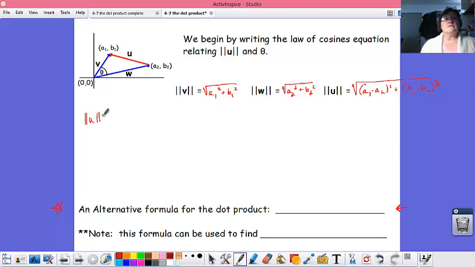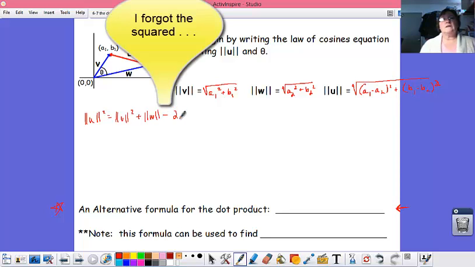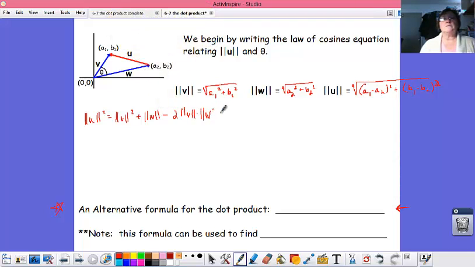The magnitude of u squared has to equal, and the law of cosines says you sum the other two sides and add them, and then you take off that correction factor, since we're not in a right triangle, so it's minus 2 times the magnitude of v times the magnitude of w times the cosine of theta. Law of cosines relates an angle and the side opposite. Well, we have expressions for a lot of this stuff, so let's put those in there.